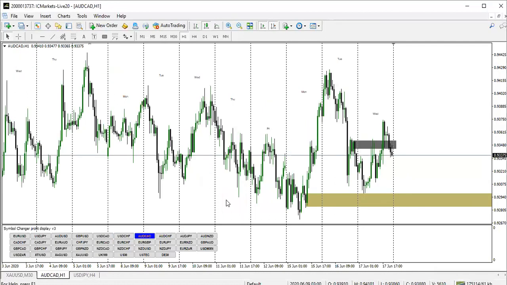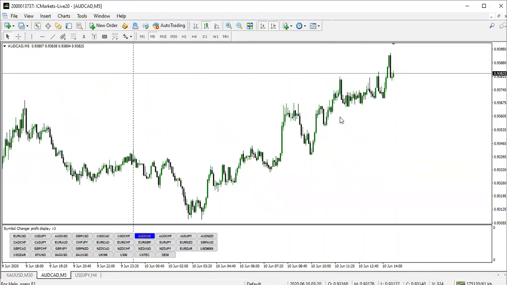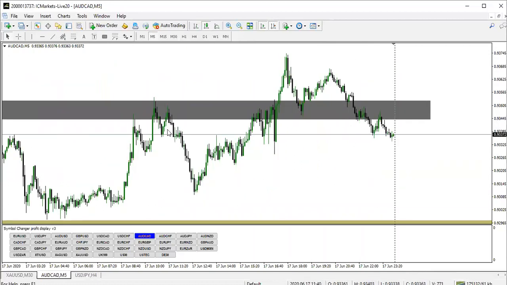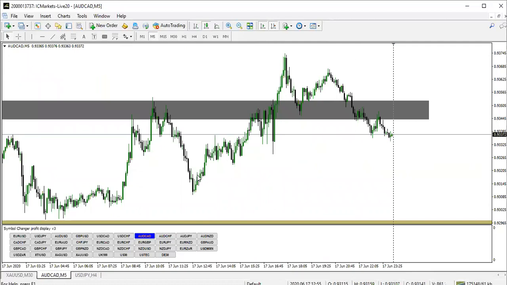And for AUD CAD, this gave an entry here before the reversal. Let's see on the H1 zone, right? The H1 zone was there. It reversed a little bit. We can consider this trade as a loss. Market came back and broke this high again.